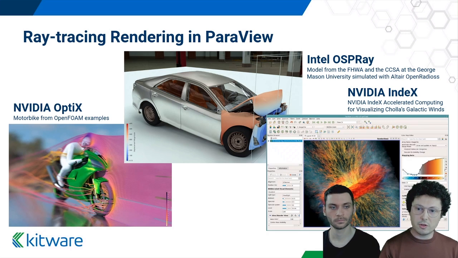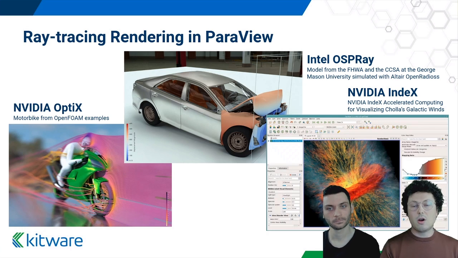So we will focus on OSPRay during this presentation, and we will show you how to enable it in ParaView and how to use materials. We will explain later what materials are, but in short, they are properties that describe your surface and allow you to do realistic rendering of your data.